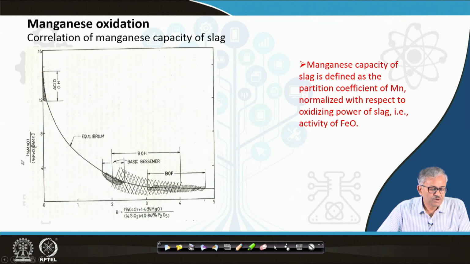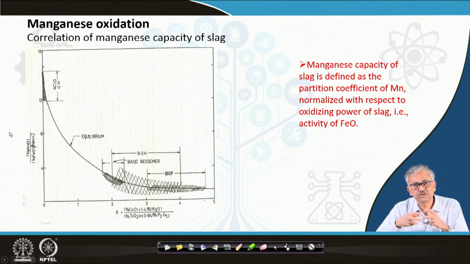So then it will only represent the capacity of the slag, how much manganese the slag can hold at a particular oxidation potential of the slag. It is called the holding capacity of manganese, or the manganese capacity of the slag. So it is defined as partition coefficient normalized with respect to the oxidation power of the slag. That means at a particular oxidation power of the slag, how much manganese a slag can hold can be represented by this term.